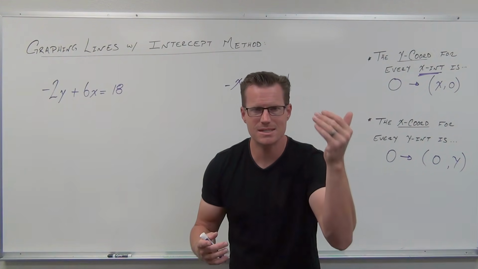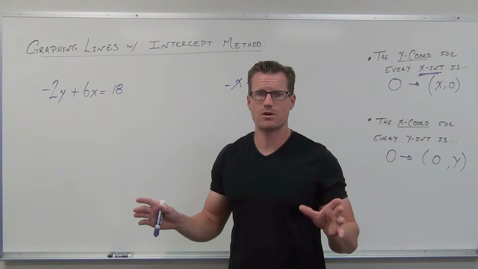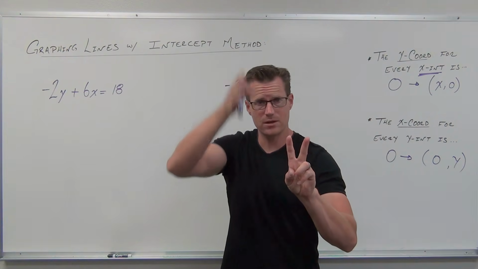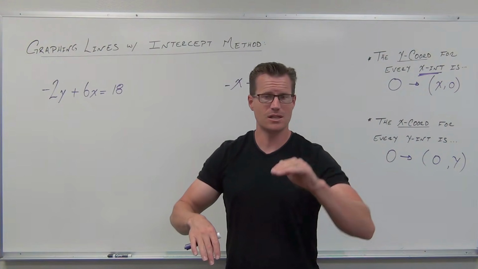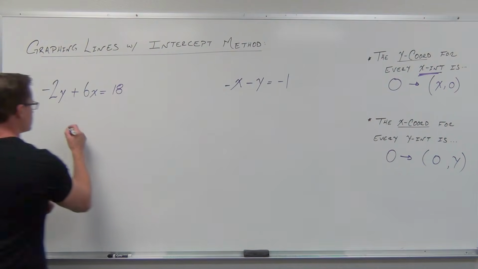Right there, as soon as I see standard form, I'm thinking, I don't even have to solve this for y. All I've got to do is figure out my 2 intercepts. I'm going to let x equal 0 for my y-intercept. I'm going to let y equal 0 for my x-intercept. That's going to give me 2 points, and I plot them. So I'm thinking x equals 0.